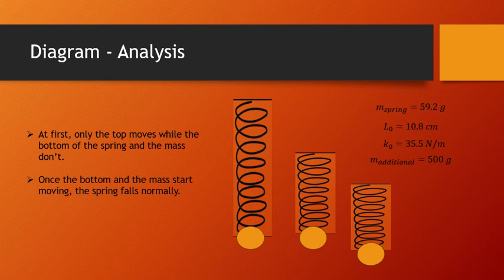As seen in the slide, the mass of the spring is 59.2 grams and its initial depth is 10.8 centimeters, and its constant was found to be 35.5 newtons per meter. The initial mass of the experiment is 500 grams.